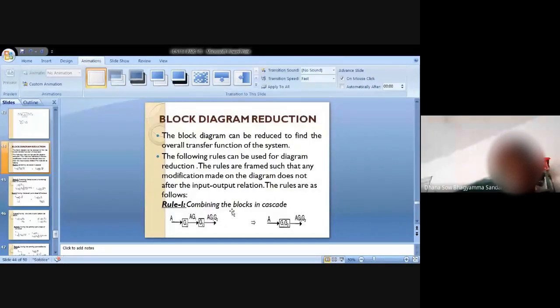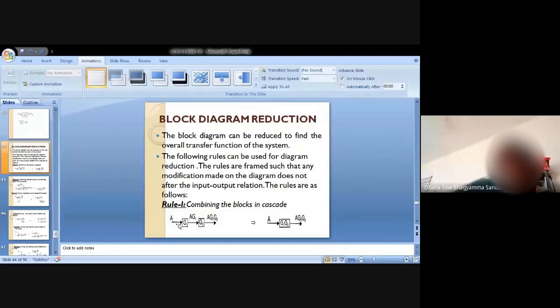So let us see these rules one by one. First rule, combining the blocks in cascade. In this rule, you see there is a block G1 and another block G2. These two blocks G1 and G2 are connected in cascade, which means they are connected in series. The input for the G1 block is A. G1 and G2 are nothing but the transfer functions, as we have already discussed, usually represented within the blocks.